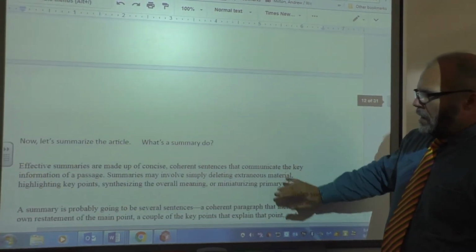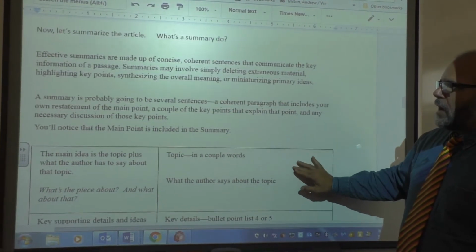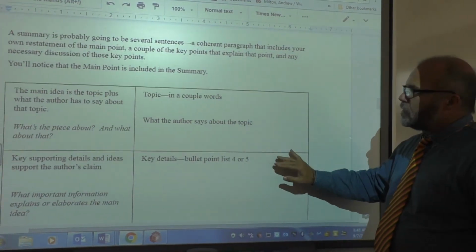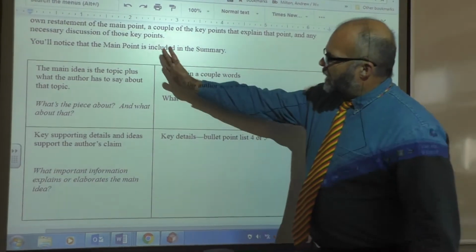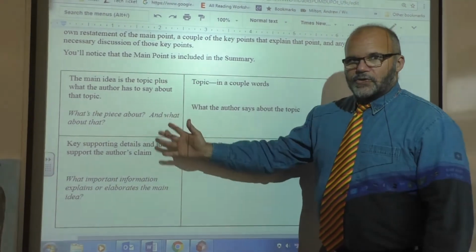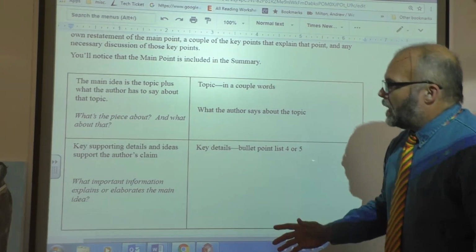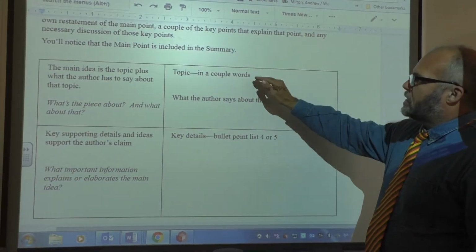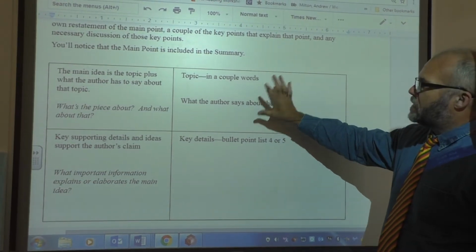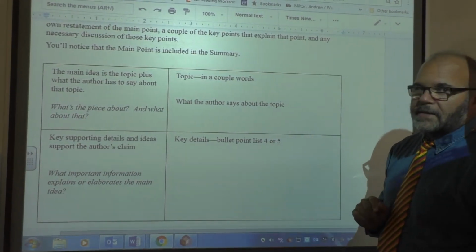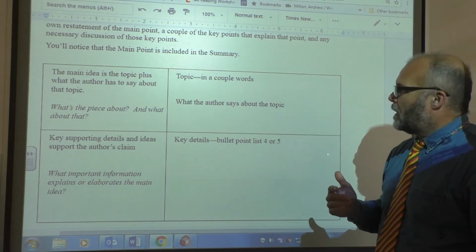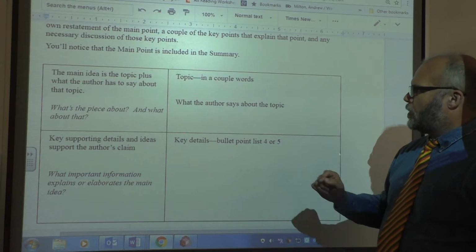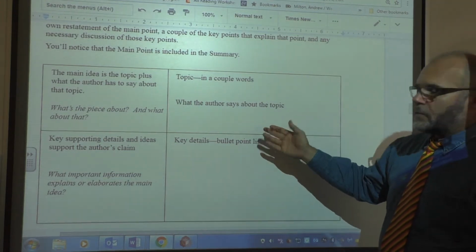Okay. Then there's some summarizing work. So we'll go back to the same article about family stories and do a summary. On the left side of the chart are the instructions for what you're doing in each of the right side boxes. So we started with, what's the topic in a couple of words? What's the topic of this story? It's not the main point, it's just simply the topic. And then what's the author saying about that topic? And then you're getting to the main point summary.